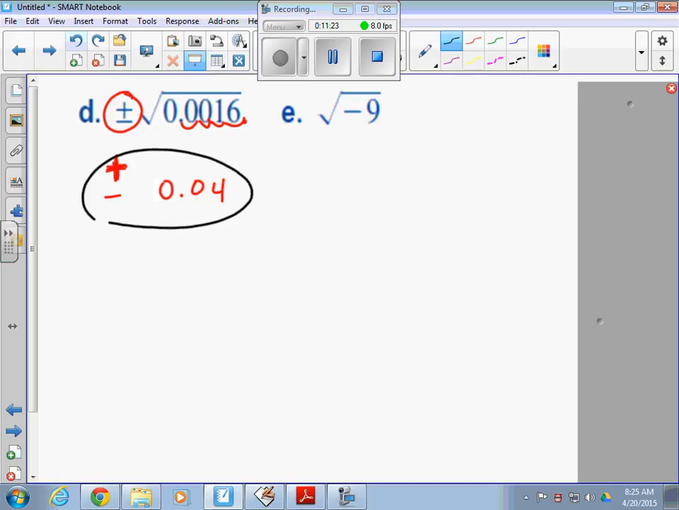This next one's a little bit easier. What about the square root of negative 9? And again, that's the same number that we dealt with in the example. But the square root of negative 9, what number times itself is a negative value? There isn't one. So there's none for this one, or no real number.